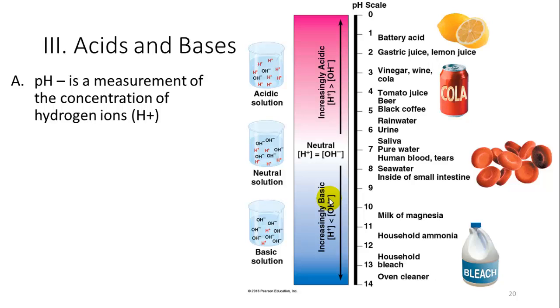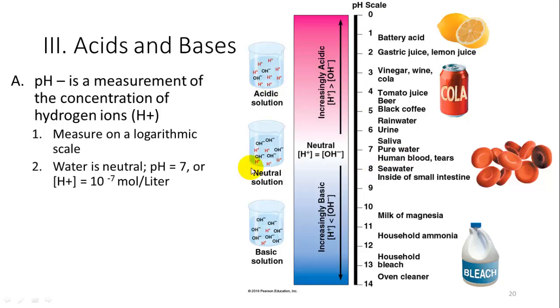Alright, so now we're going to switch to talk about acids and bases. Now, pH is a measurement of the concentration of hydrogen ions. So when we're talking about pH, we're talking about how much of these hydrogen ions are in a solution. It's measured on a logarithmic scale, which means a pH of 1 has 10 times more than 0, a pH of 2 has 10 times more than 1, and 100 times more than 0, a pH of 3, 1,000, and so on and so forth.